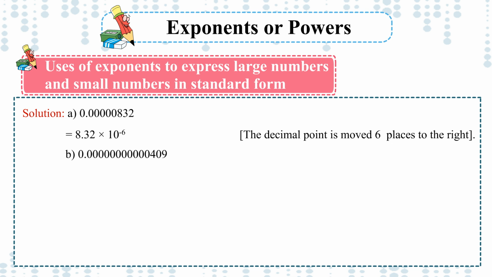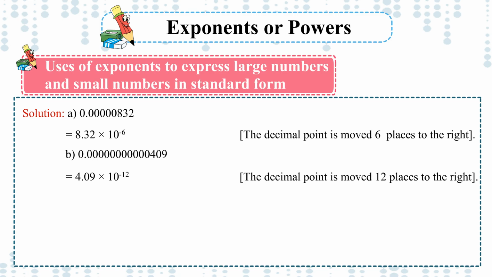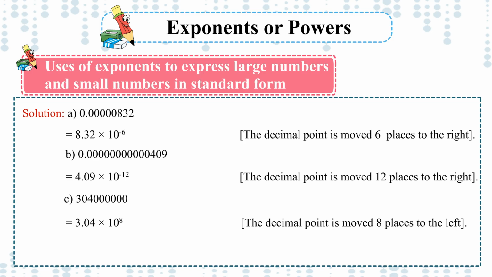b. 0.000000000409 is equal to 4.09 × 10 raised to the power minus 12. The decimal point is moved 12 places to the right. c. 30 crores 40 lakhs is equal to 3.04 × 10 raised to the power 8. The decimal point is moved 8 places to the left.